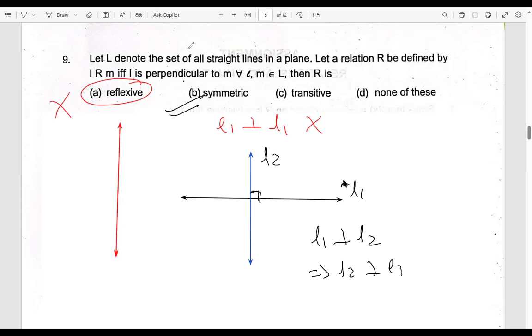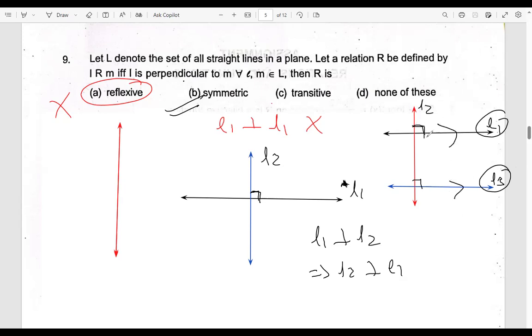Now coming to transitivity, let's say if I make three lines, with black being perpendicular to the red and the blue being perpendicular to the red. Let's name these L1, L2, and L3. Now L1 is perpendicular to L2 and L2 is perpendicular to L3. But then L1 and L3 are not perpendicular. In fact, they are parallel using the corresponding angle property. So it is not transitive. So we'll say that symmetric is the correct answer for this.